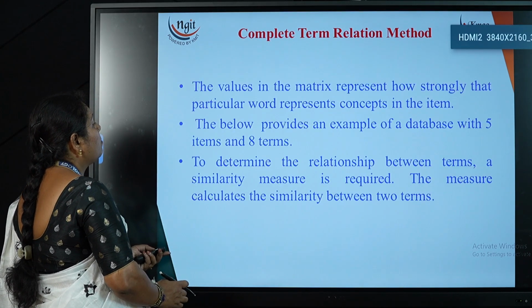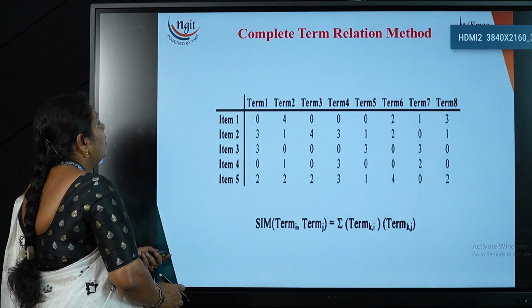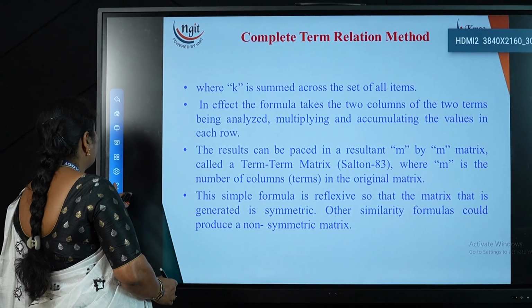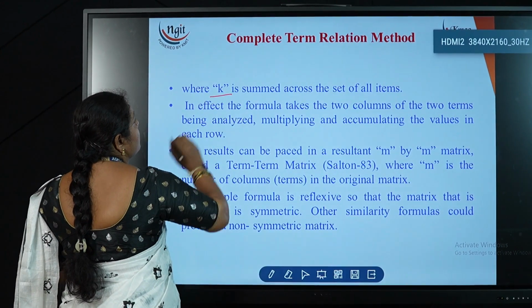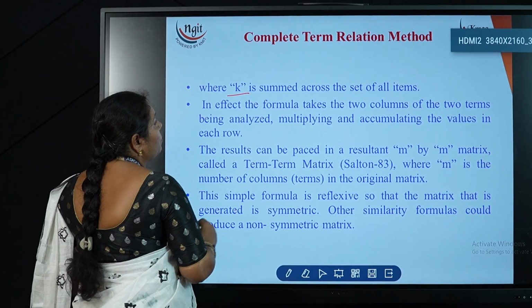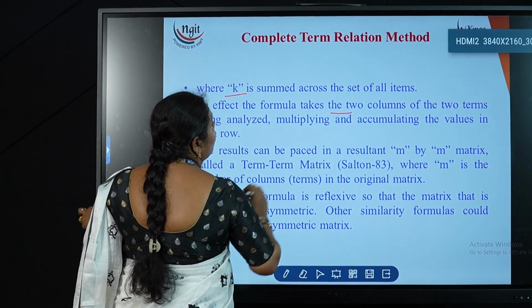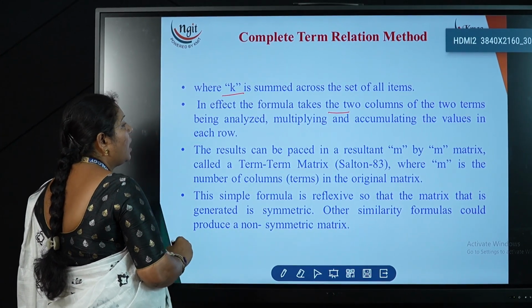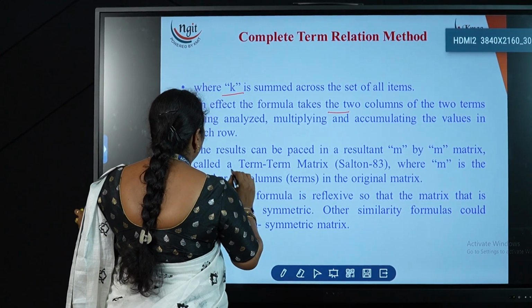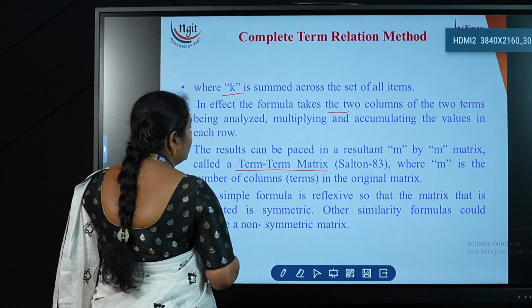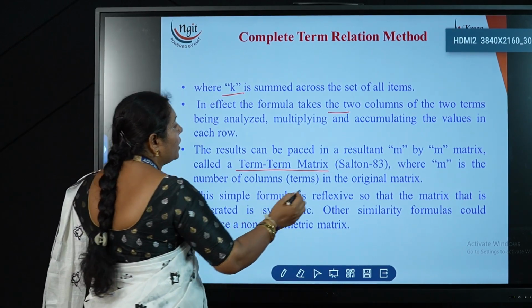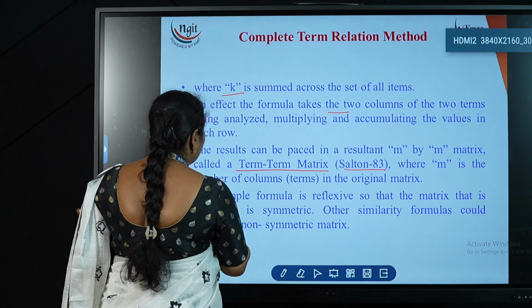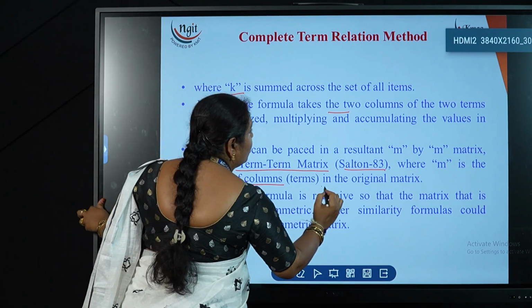So this is an example of what we have done. Now this is a description. What are the elements where k is summed across the set of all items. So if you have two columns, the meaning of it is two terms being analyzed, multiplied and accumulated over the values, and the result can be placed in what is called a term matrix, where according to Salton, M is the number of columns in the original matrix.